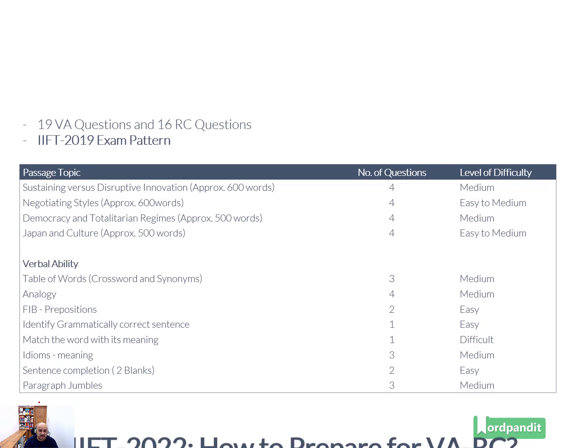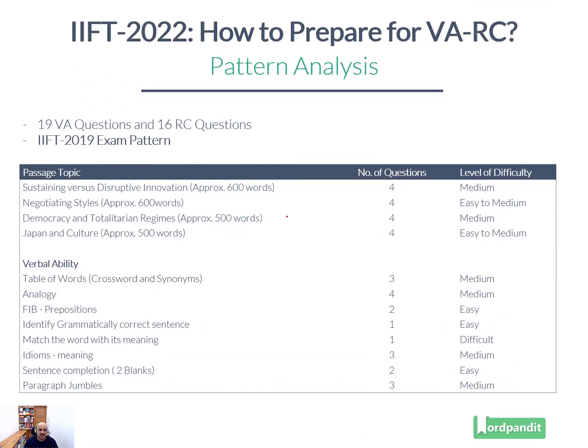Now if I go back 1 year before this, and this is where it gets really interesting, the RC portion remains kind of fixed and similar in nature. In fact, in IIFT 2019, we just had 600 word RCs, right? We did not have the 800 words one, just a couple of 500 words RCs, 4 questions. Again, the advice remains the same. Speed based RCs need speed more than anything else.